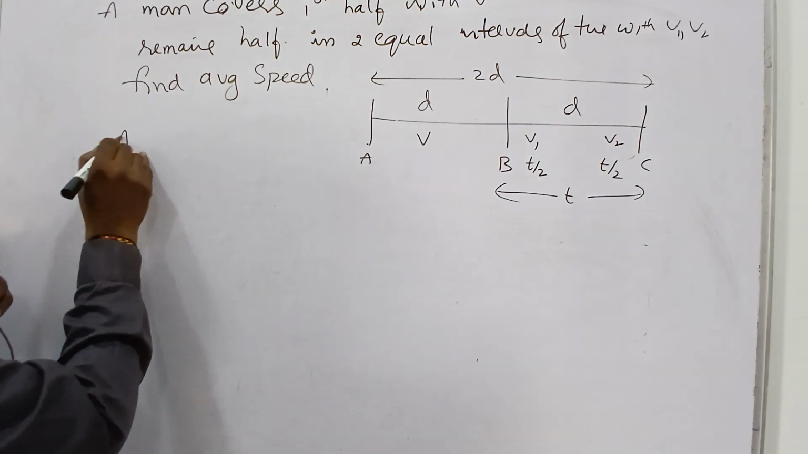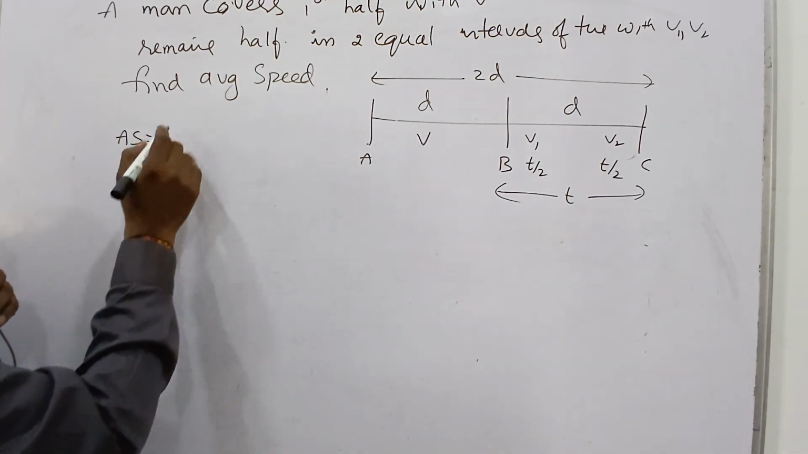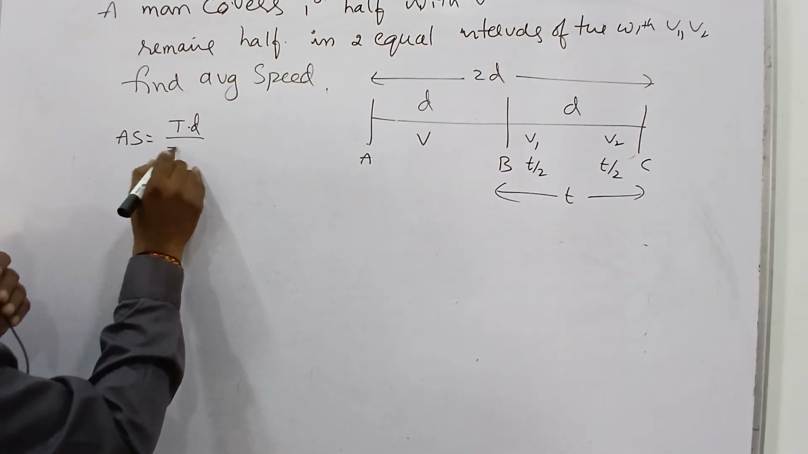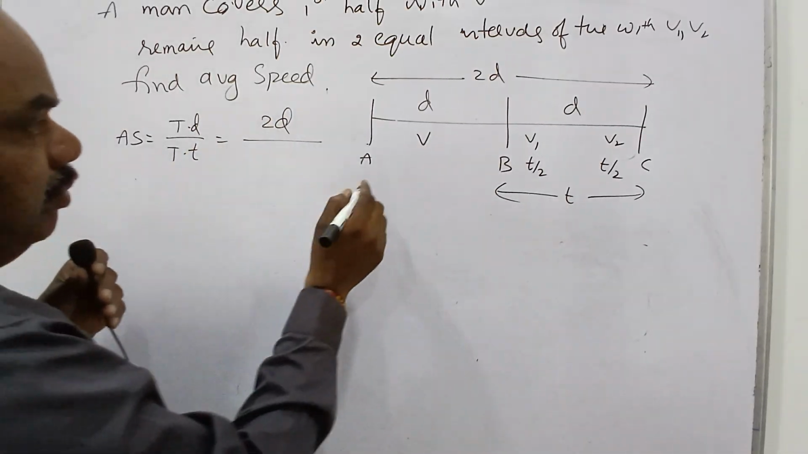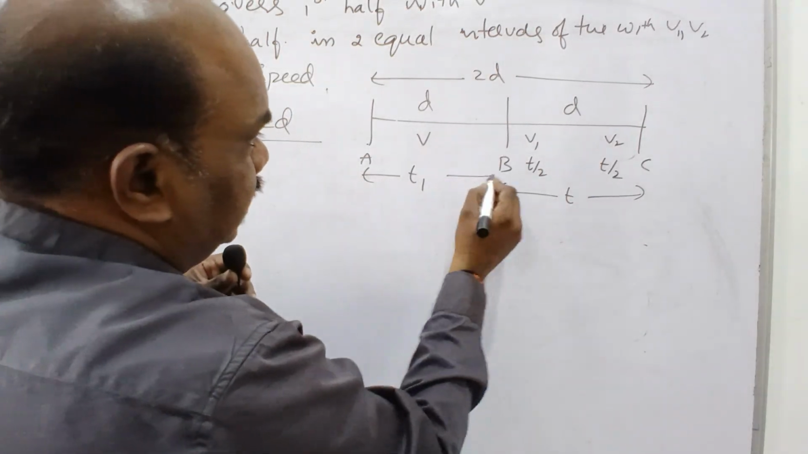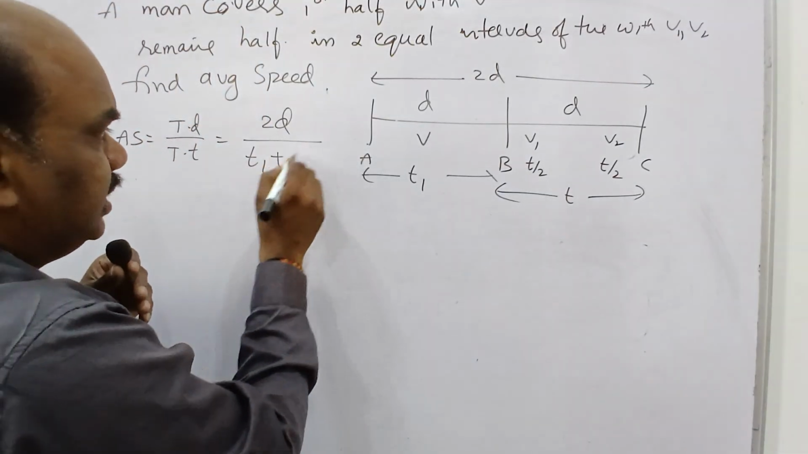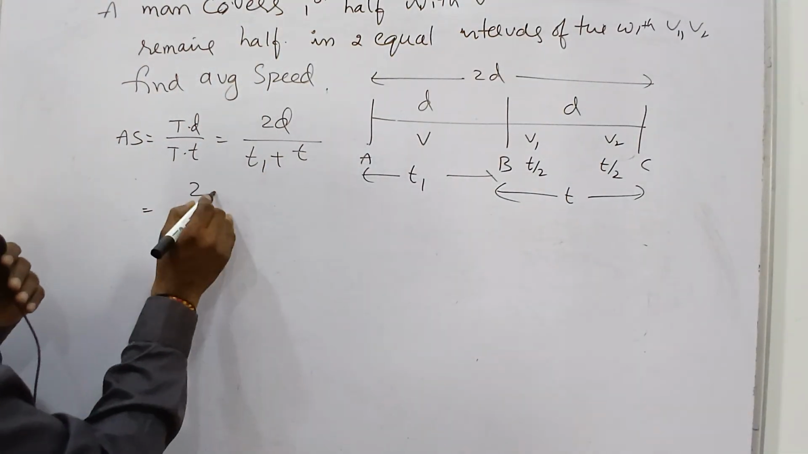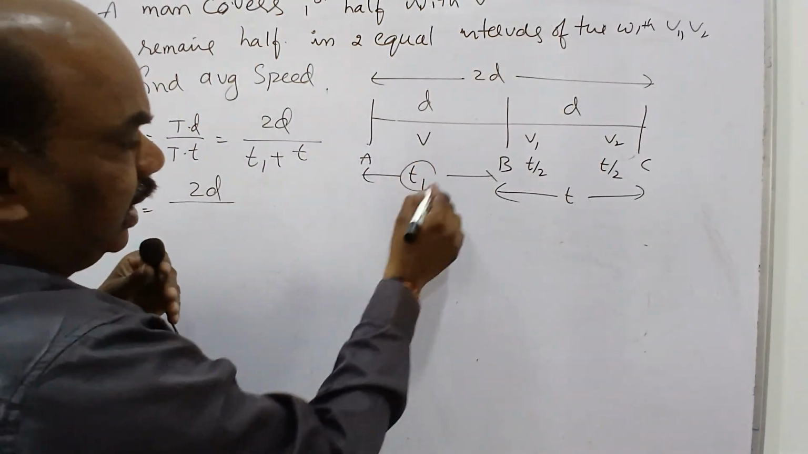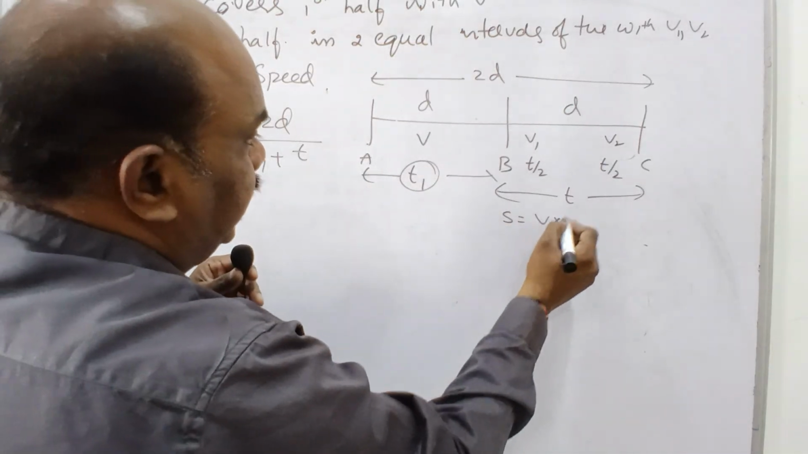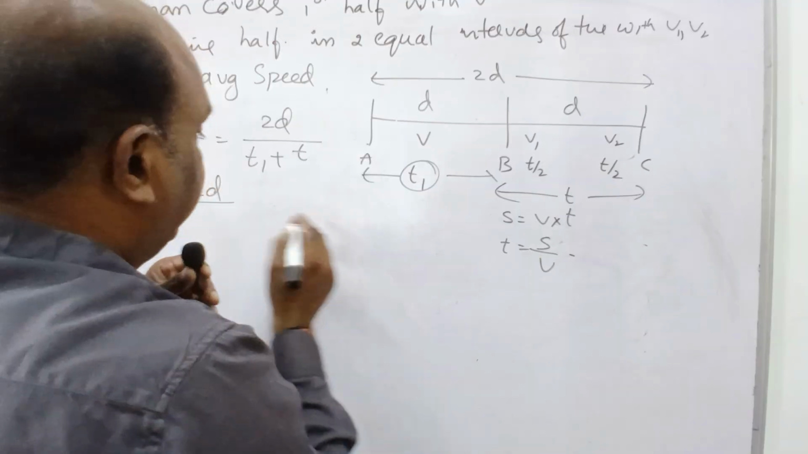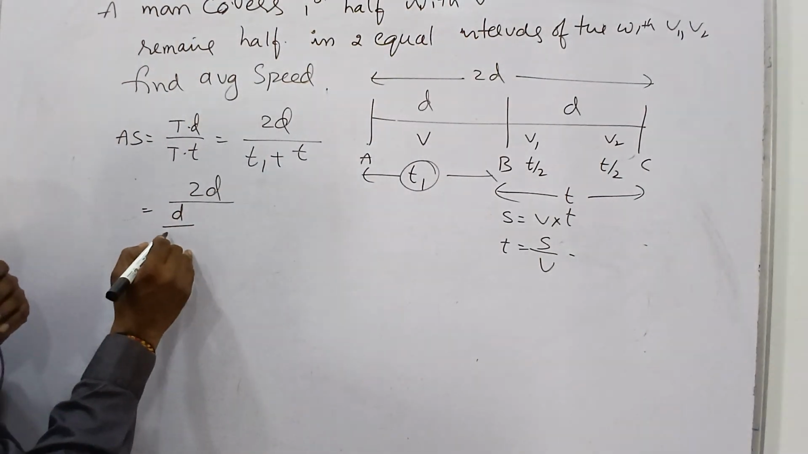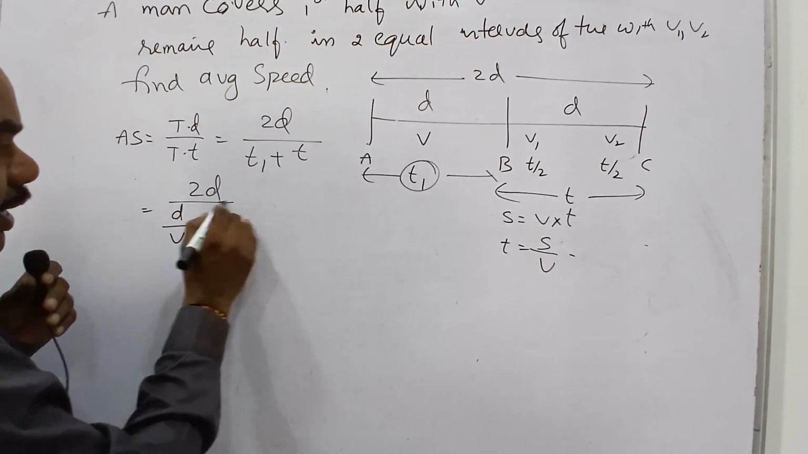They are asking average speed. Average speed equals what is the formula here? Total distance by total time. Total distance is 2d by total time. Let this time be t1, this time be t. t1 plus t is equal to 2d by, what is time? Distance is equal to speed into time, so time equals distance by speed. What is the distance from A to B? d. d by speed, that is d by v, plus whole bracket.